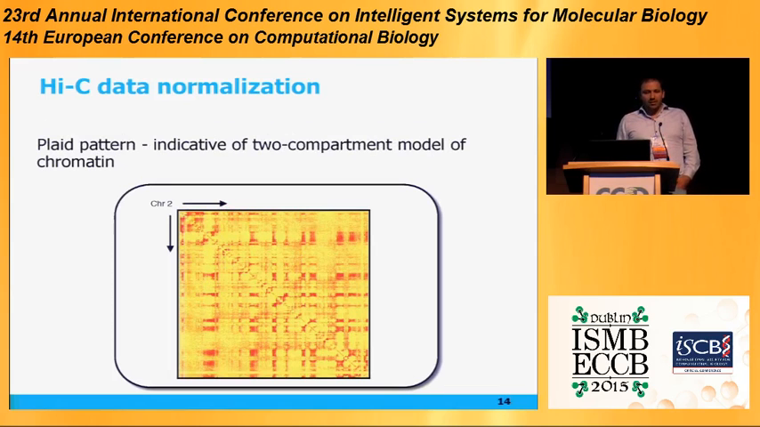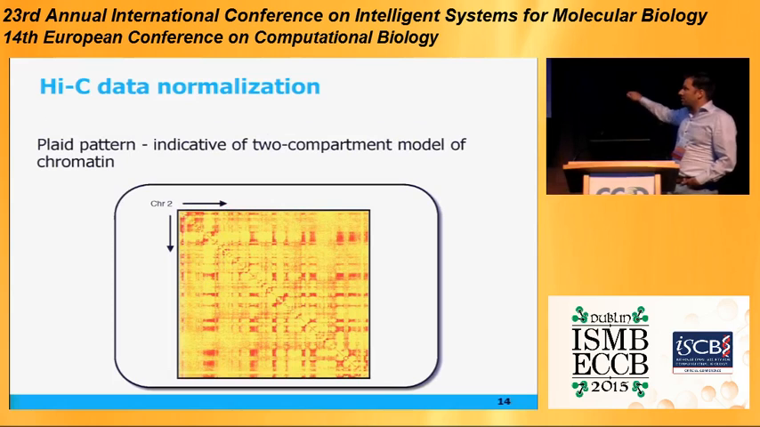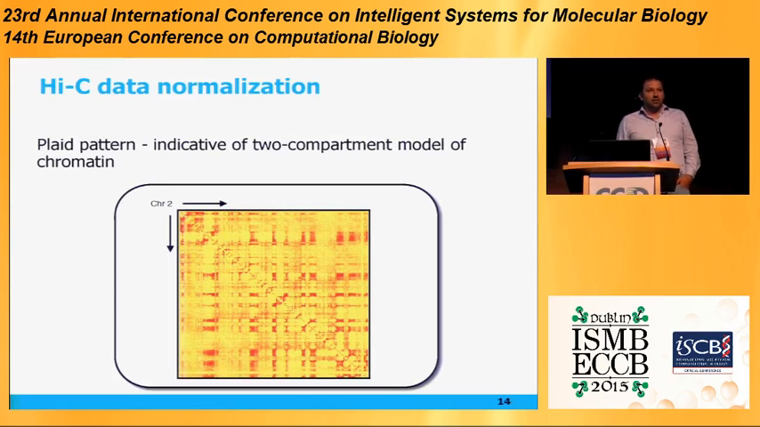Now the result that we get is something like this. This is for chromosome 2. What we observe is this really strong plaid pattern, which points to the two-compartment model of chromatin, which has been observed also by other authors. So it seems that our normalization method picks up the right things.